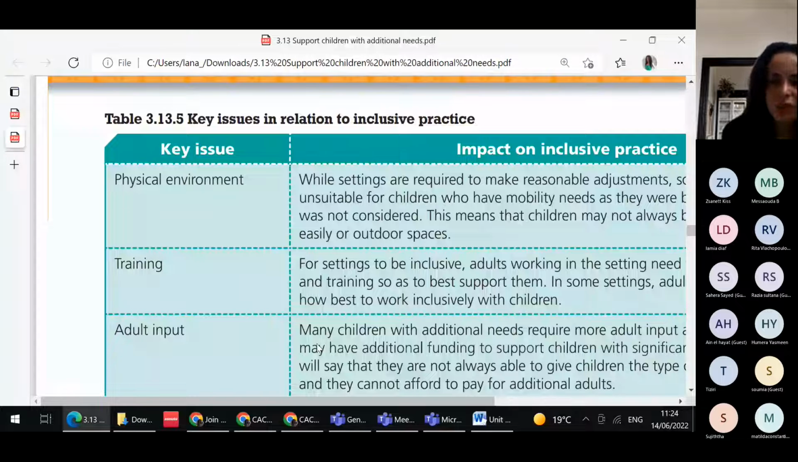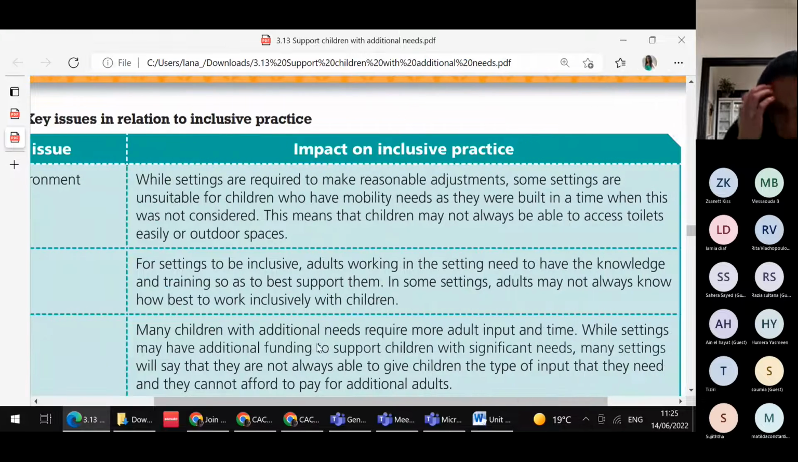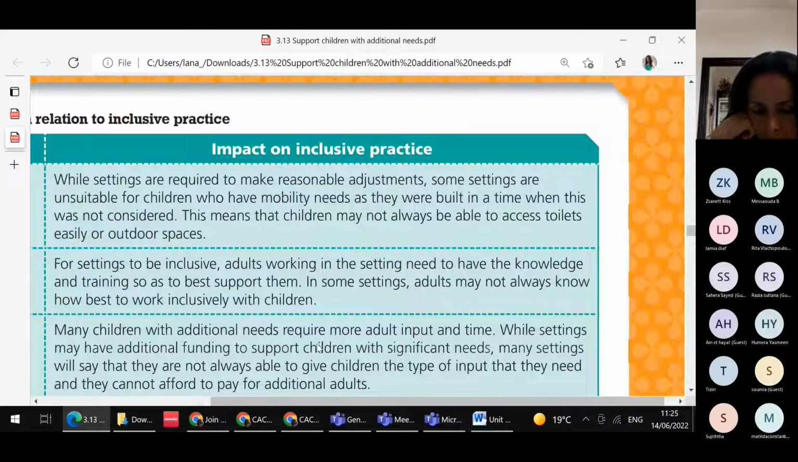So what's the inclusive practice in relation to the framework, highlighting some key issues? For example, physical environment. What's the impact of this on the children? While settings are required to make reasonable adjustments, some settings are unsuitable for children who have, for example, mobility needs. This is what we talked about with the ramp. If the nursery doesn't have a ramp, then it's not suitable for the children.